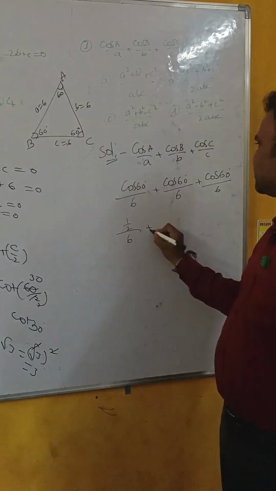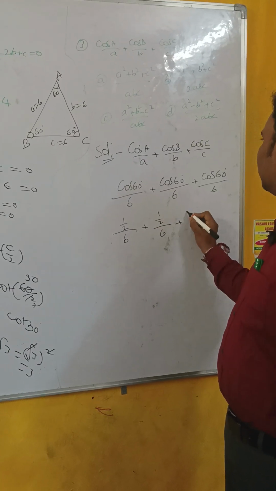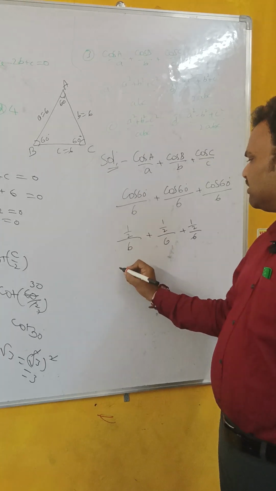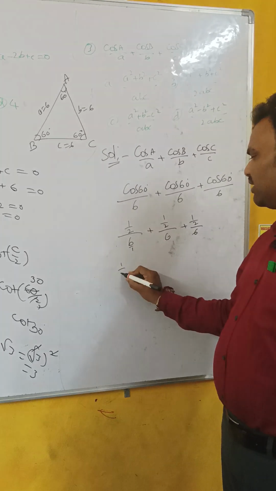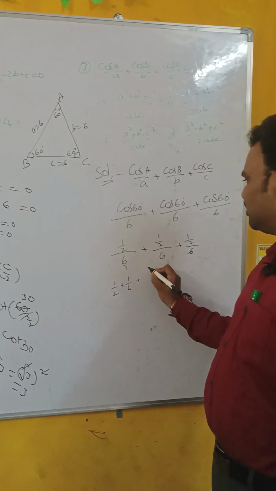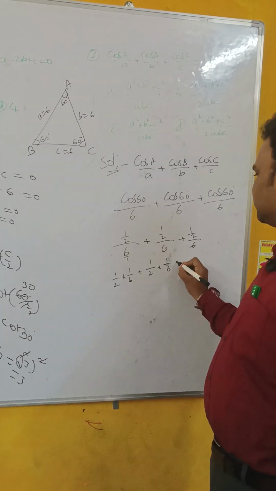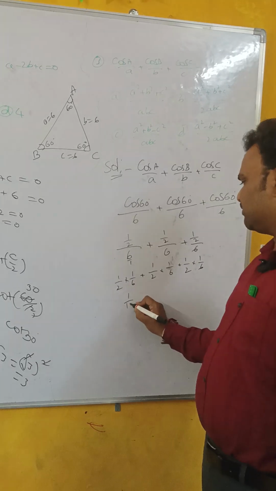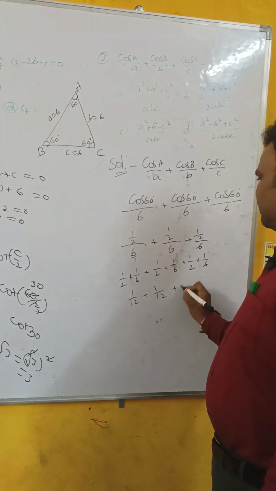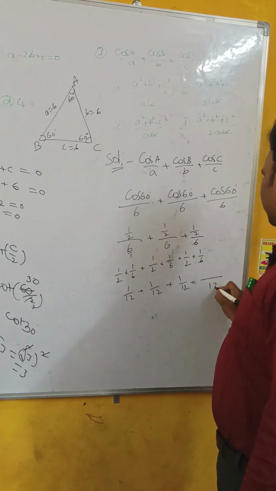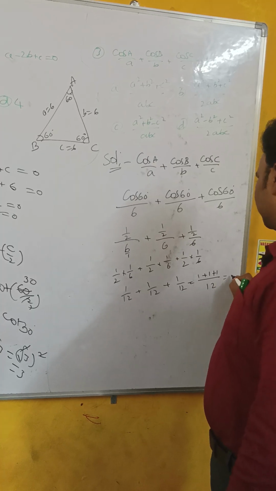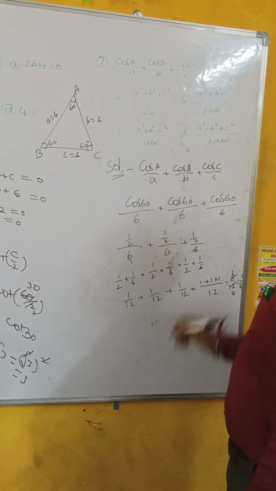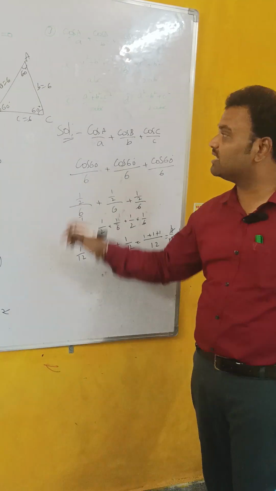1 by 2 divided by 6, three times. That equals 1 by 2 into 1 by 6, which is 1 by 12. So 1 by 12 plus 1 by 12 plus 1 by 12. LCM is equal to 12. 1 plus 1 plus 1 is equal to 3 by 12. 3 ones are 3, 3 fours are 12, so 1 by 4 is the answer. 1 by 4 is the answer.